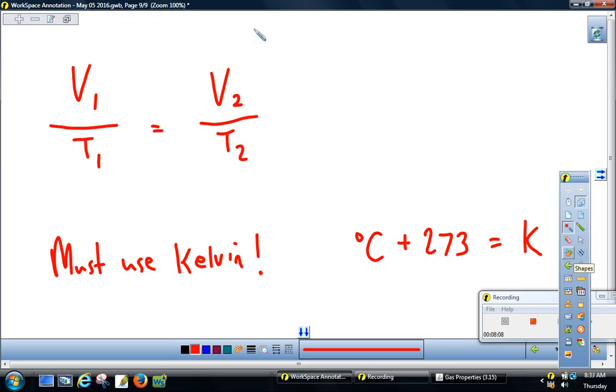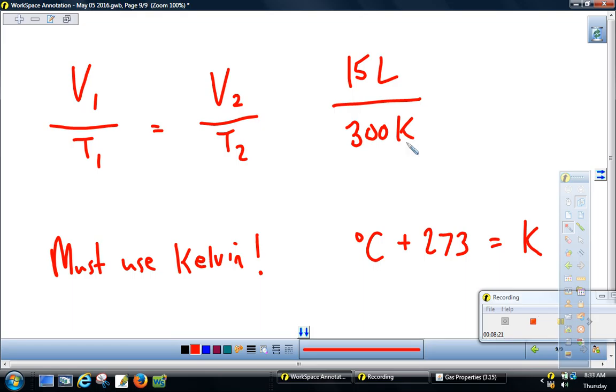So simple application of this, let's say our original volume is 15 liters. We're taking our balloon. Our balloon, let's say, is at a temperature slightly above room temperature, 300 Kelvin, which is 27 Celsius, which is probably about 80 degrees. If we take that and we stick that balloon in the freezer, if it goes down to the freezing point of water, 0 Celsius, 273 Kelvin, 32 Fahrenheit, how big will the balloon be? So what is our final volume?